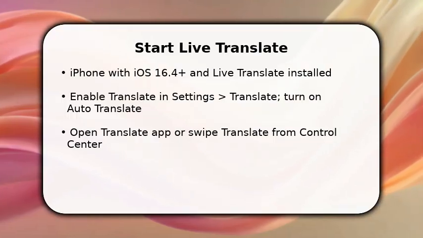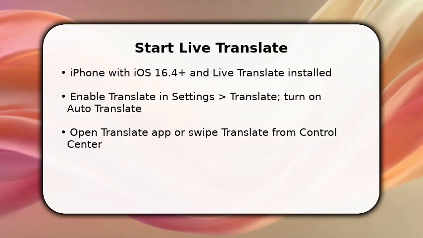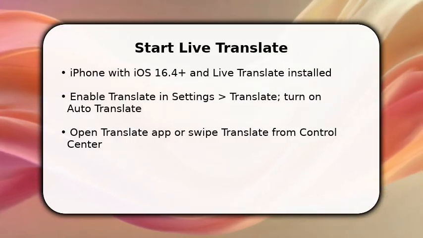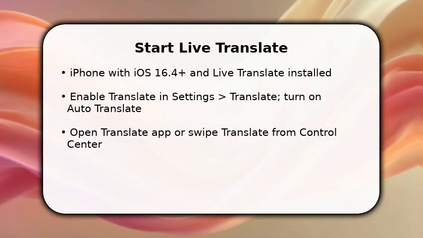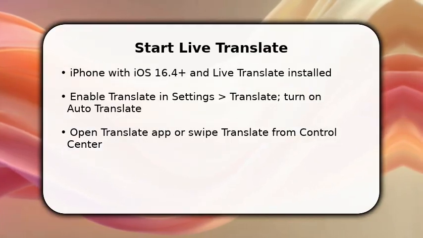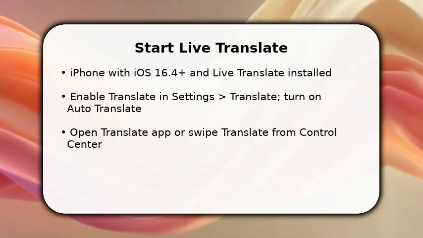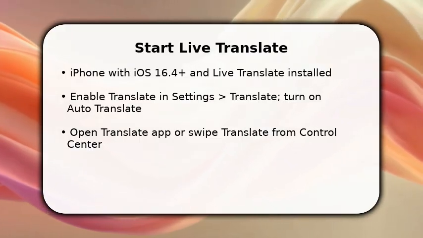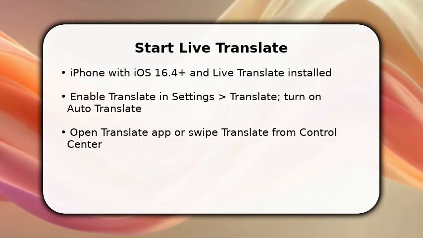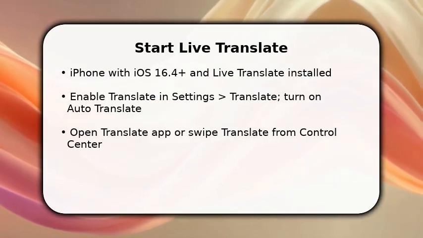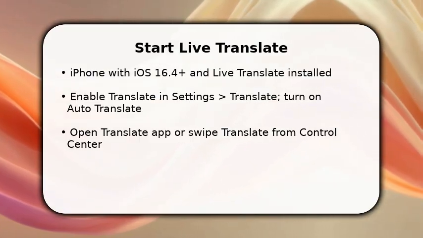You'll begin by confirming the essentials, a compatible iPhone and iOS version. Once confirmed, go to Settings, open Translate, and enable Live Translate and Auto Translate so the feature can run in real time. Now open the Translate app or use the Control Center shortcut.